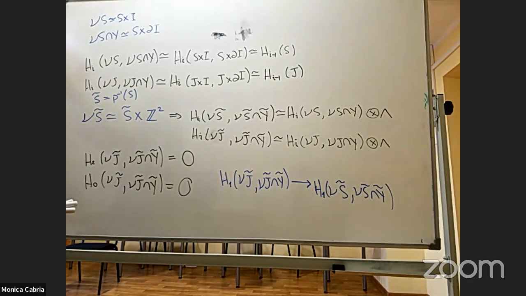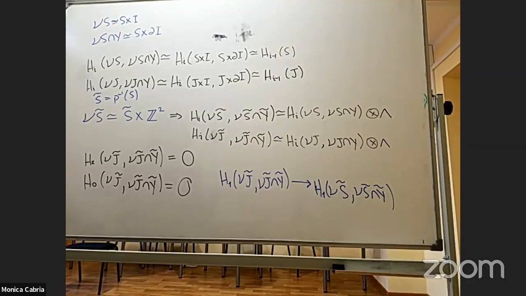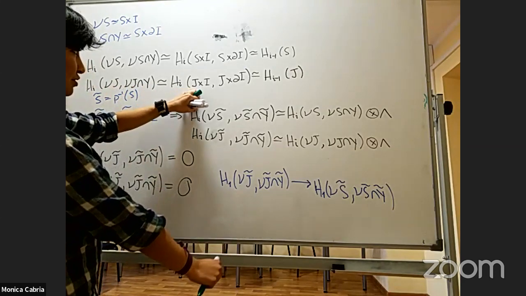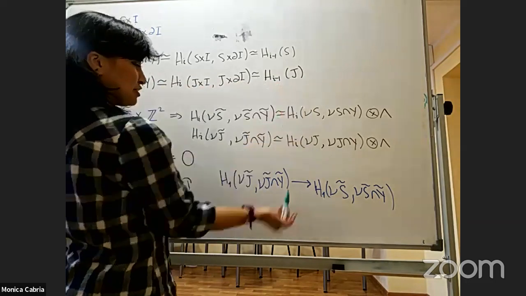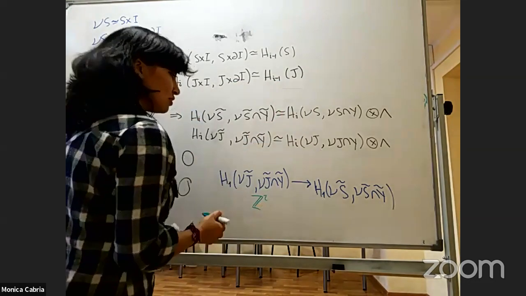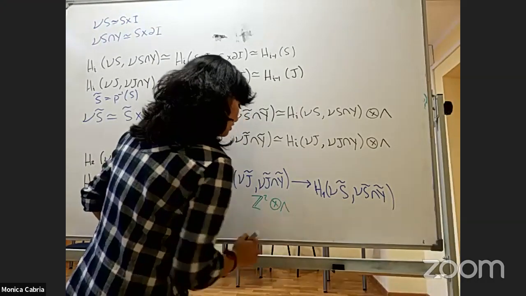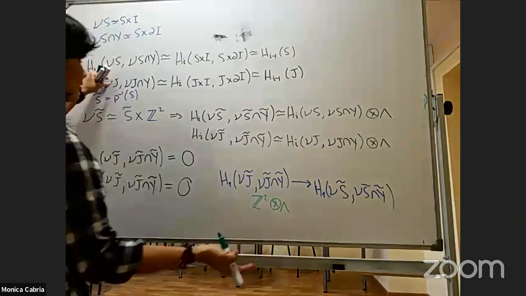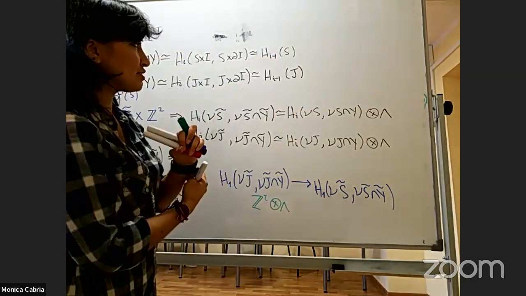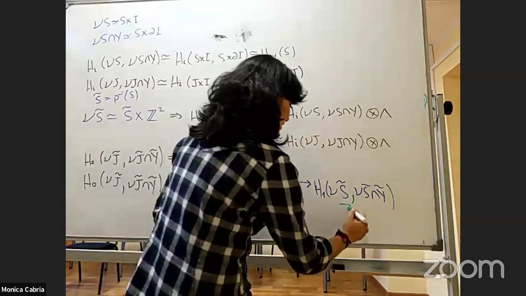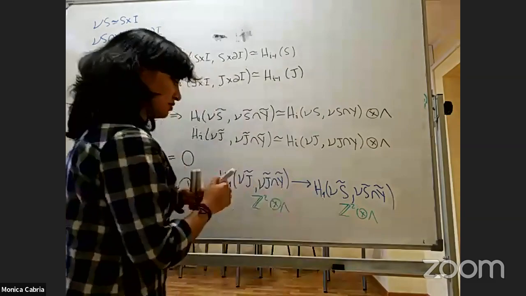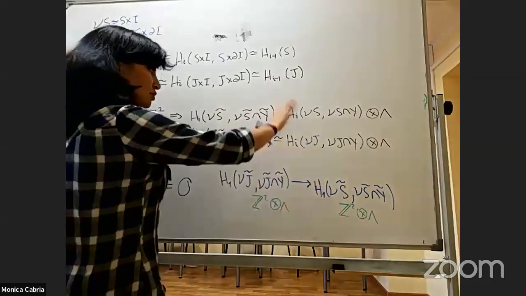And now we go again to Mayer-Vietoris. Monica, can you write it in more detail? Okay. So just from your previous computations, this is H0 of J, which has two components, so it should be Z2 tensor lambda. And in here, we have H1, which will be, again, H0 of S, and it also has two components. And also, you can see that the two components of J are included precisely in the two components of S, so that each component of J goes into one component of S. And then that should be a nice isomorphism.